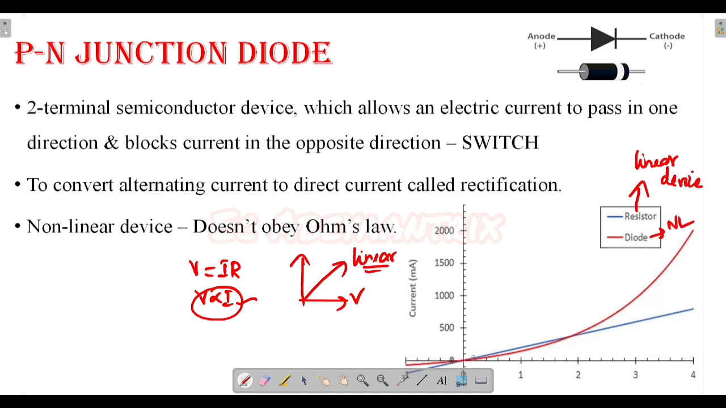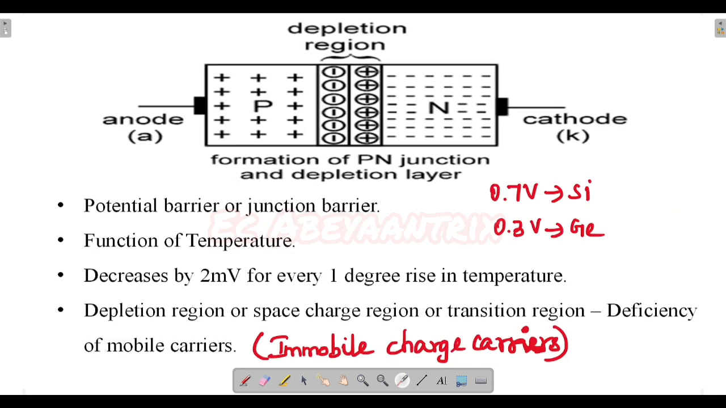You can differentiate both in this diagram itself. The blue line indicates the VI characteristics of a resistor, and this red curve, we shouldn't say it as a line, right? Because it doesn't obey Ohm's law, so it is a curve actually. The red curve indicates the VI characteristics of a diode. So it doesn't obey Ohm's law and it is termed a non-linear device. Okay, got the point? And coming to how a PN junction is formed, it is called a PN junction diode, right? So there must be a PN junction, right?